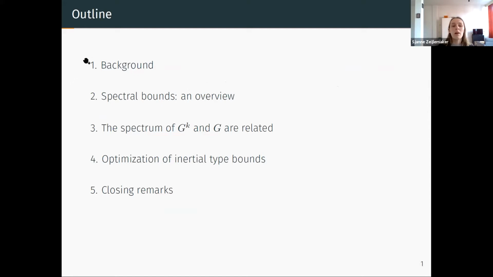I briefly want to talk about spectral bounds for the independence number in general in the literature and give some background on the problem. And then we'll look at two new bounds in two different scenarios.